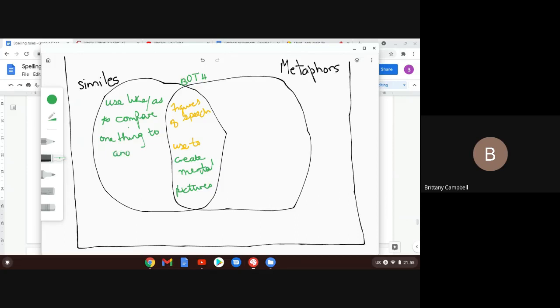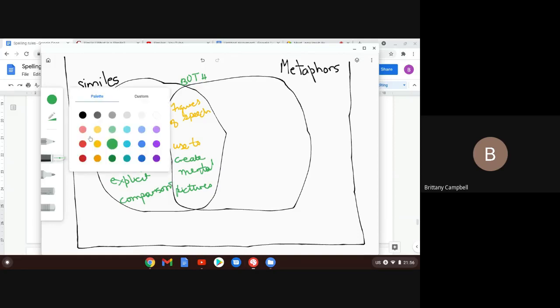All right, so anything else we want to add to similes? When we talk about simile, they make explicit comparison. So I'm going to put explicit here. Explicit comparison. Awesome. Explicit comparison here. Anything else we want to add? Comparison. Anything else we want to add?